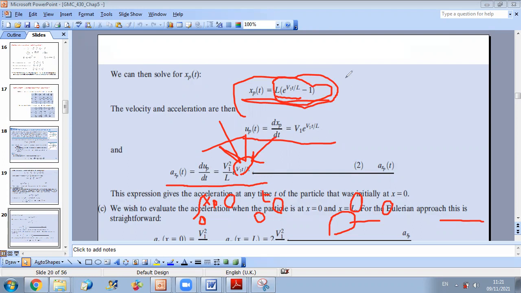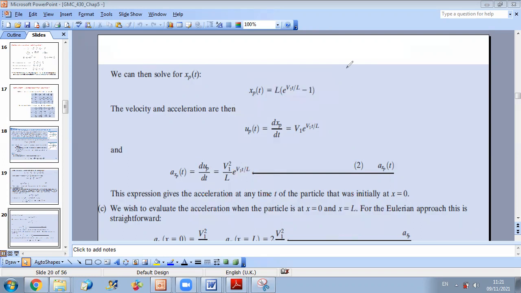And we can verify now that for the last question, they are asking to use these two different expressions to evaluate the acceleration when the particle is at x equals 0 and at x equal L. When we use the Eulerian approach, this question can be solved straightforward. Why? Because in the Eulerian approach, we already expressed A directly, function of X. So all we have to do is to replace into the expression of A we got from Eulerian approach, X by 0 and X by L.